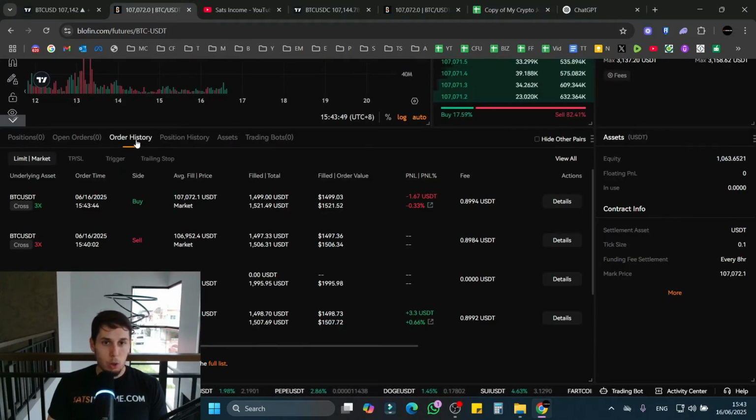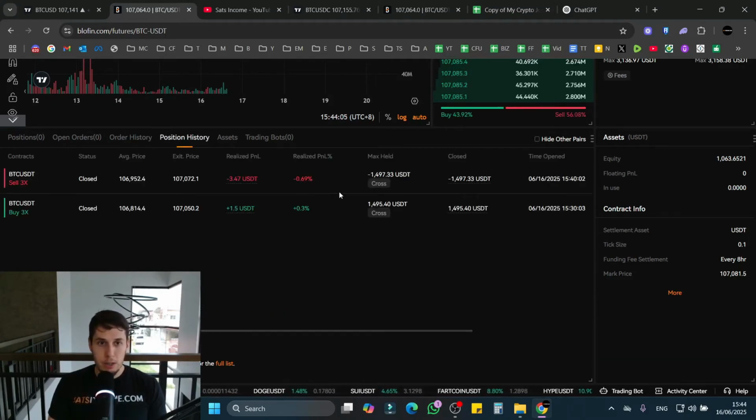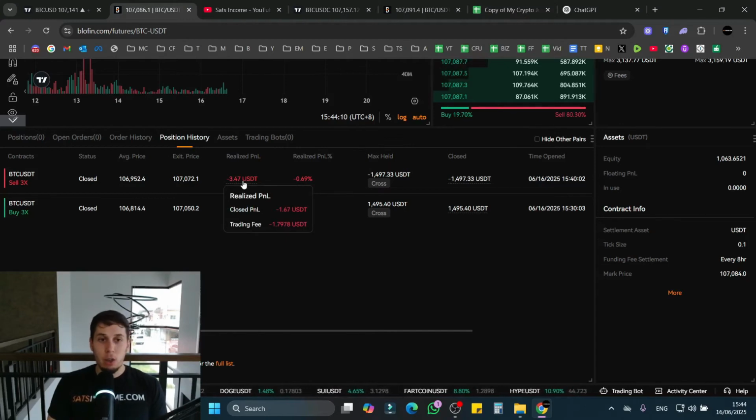Now we can go to the order history and you can see the outcome of this trade. So we lost like $1.67. This is without the trading fees. If you want to see it with the trading fees, you go to the position history and you will see that we actually lost on this trade a total of $3.50.